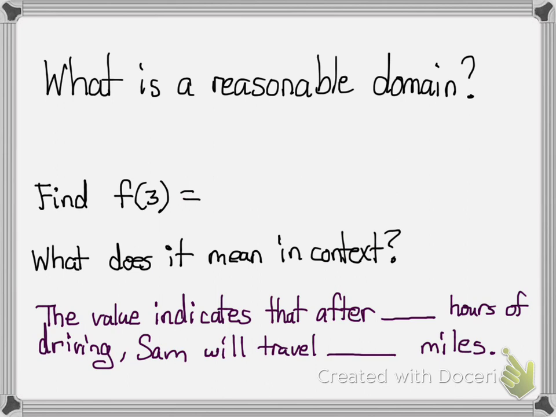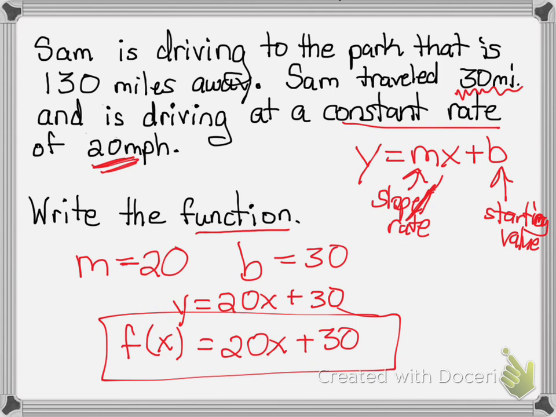All right, so what if they were to ask us, what is a reasonable domain? Well, let's think about it. Domain usually represents the x values. In this equation, what does the x actually represent? We know 20 is next to it because of 20 miles per hour. So remember, per tells you that you're multiplying. So the x has to represent the number of hours.